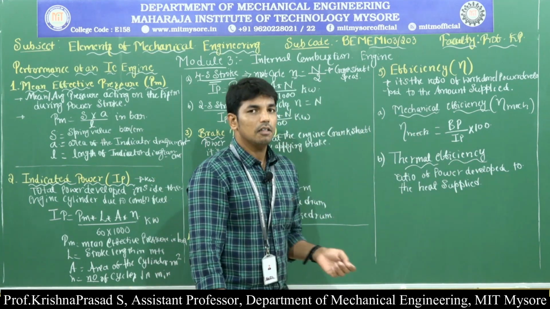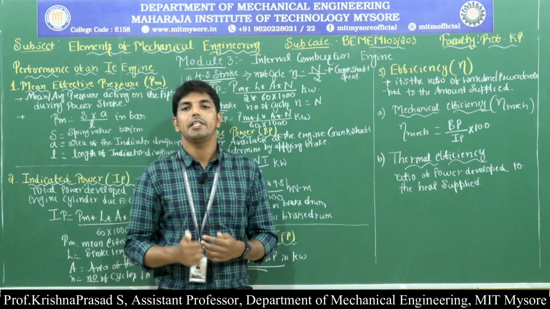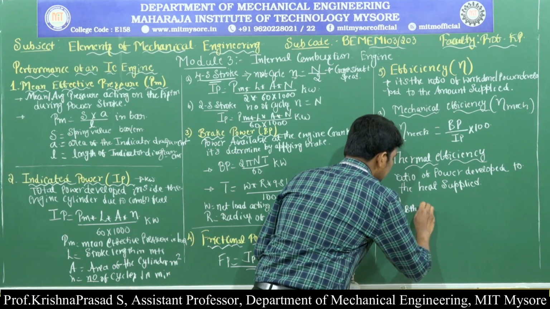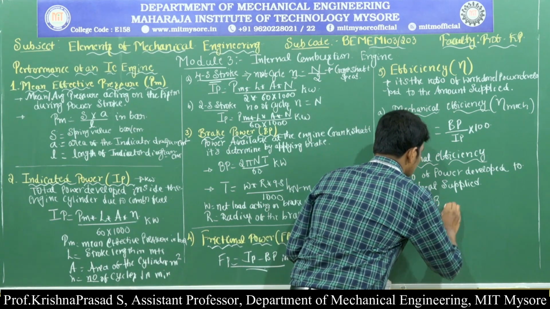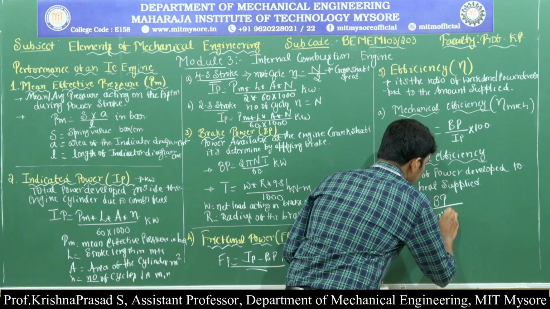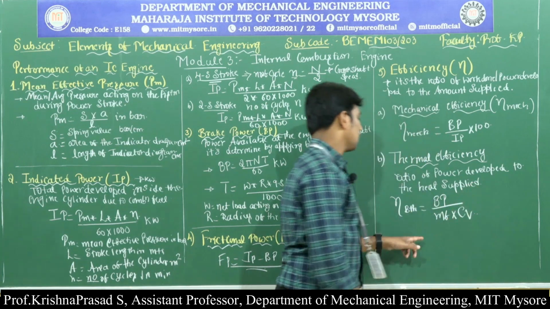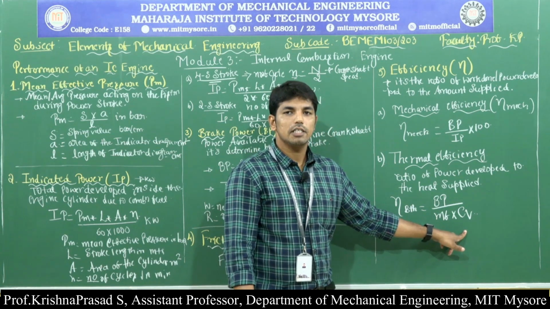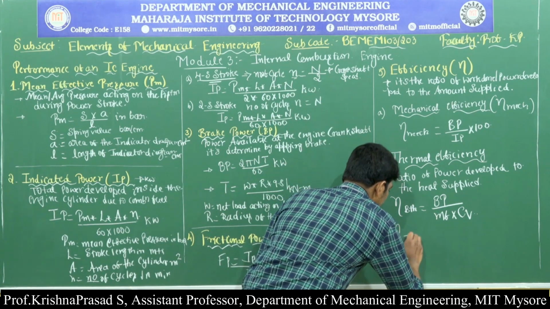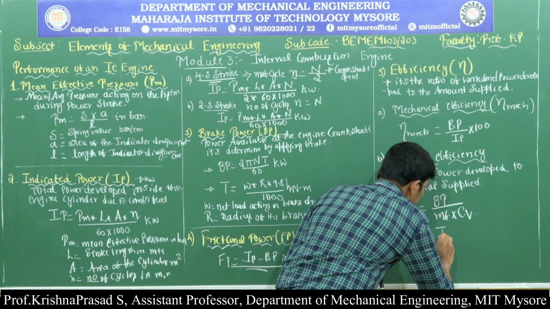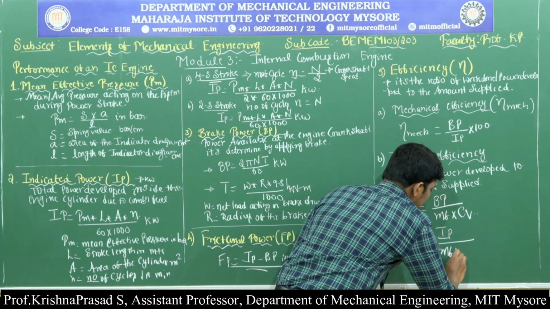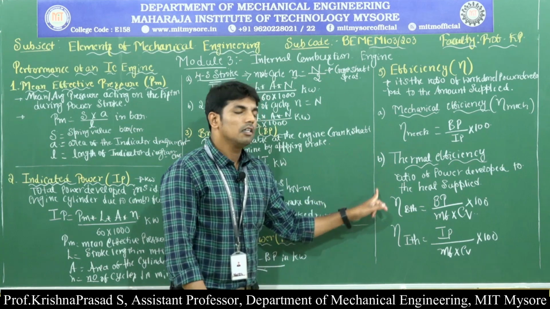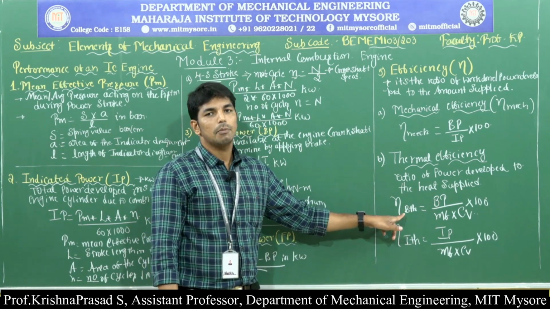Okay. Again, the thermal efficiency can be calculated for both indicated power and the brake power. So if it is the thermal efficiency of brake power, then it is called the brake thermal efficiency, defined as brake power by heat supplied. Heat supplied is usually given by mf into CV, where mf is the mass of the fuel and CV is the calorific value of the fuel. Similarly, indicated thermal efficiency is IP by mf into CV into 100. Okay, so this is called the indicated thermal efficiency and brake thermal efficiency.